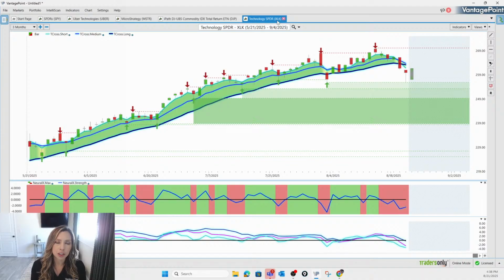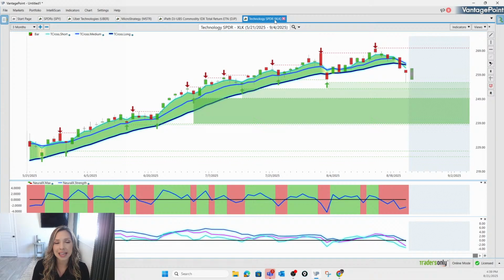XLK is that technology spider, right? It's a technology ETF. And so for those of you who are familiar with ETFs, you know that ETFs are a basket of stocks, really. It allows you to innately just sort of diversify without having to manage so many different markets, right? So instead of trading 15, 20, 30 plus markets at a time, you can trade an ETF, which is that basket of equities or basket of stocks, if you will. So you're not putting all of your eggs in one basket, you're kind of just carrying the whole basket.